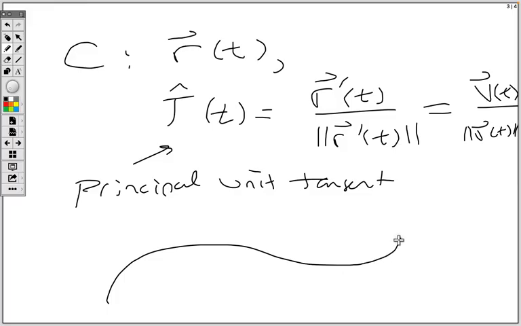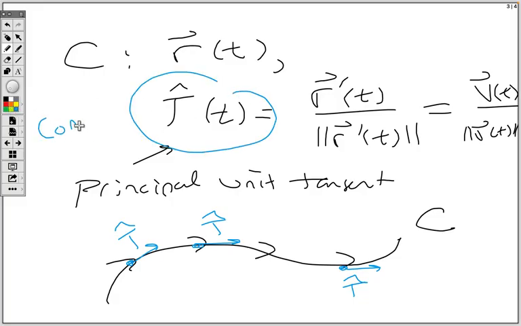If you've got your r moving along here with this orientation, so this is the curve C, then your T hat is the direction you're going. Right? In other words, if whatever force is keeping you on this trajectory suddenly disappeared, you would be spinning off in the T hat direction. Okay? That's our principal unit tangent vector. So let's assume that we've got the curve C parameterized in such a way that the T hat is continuous.